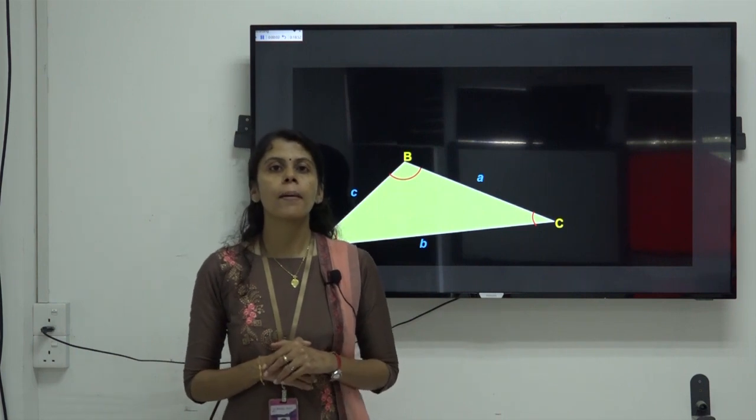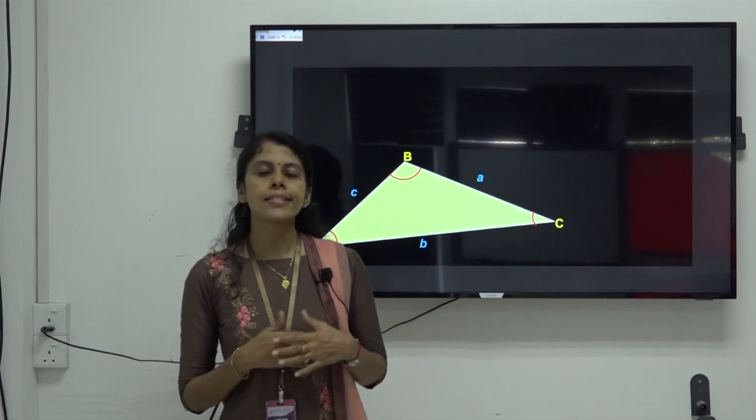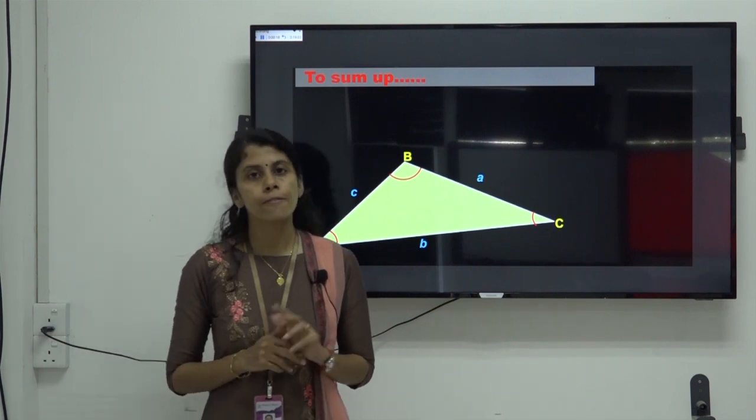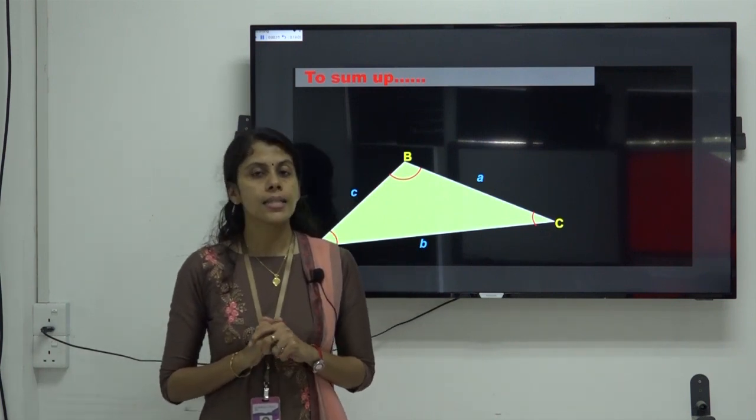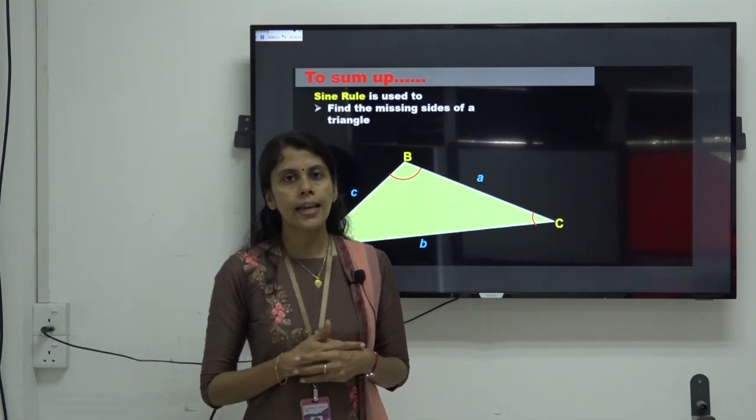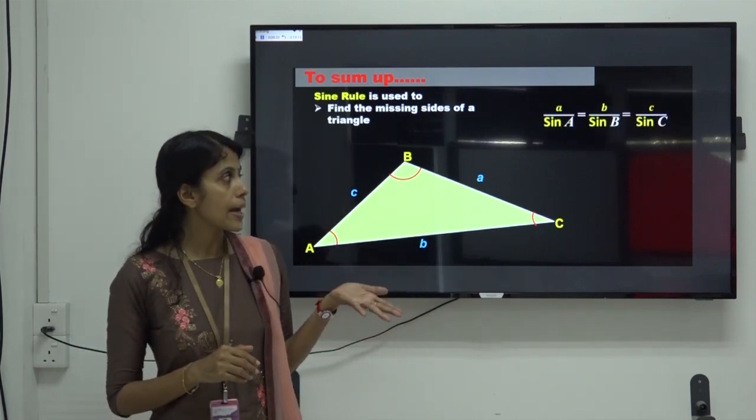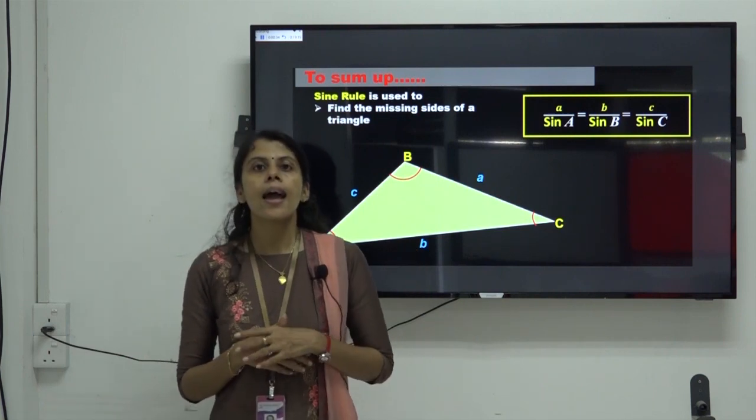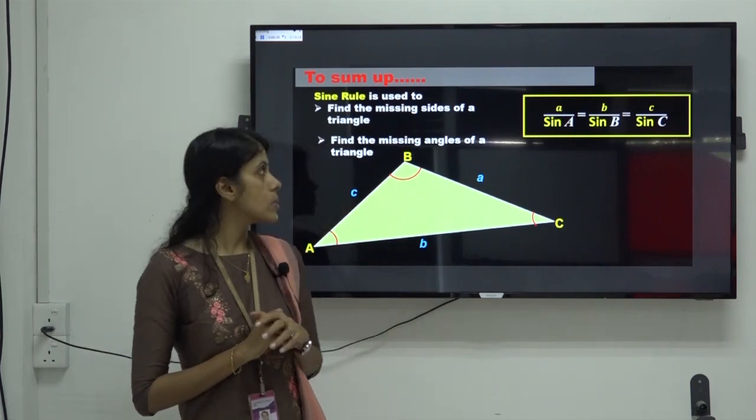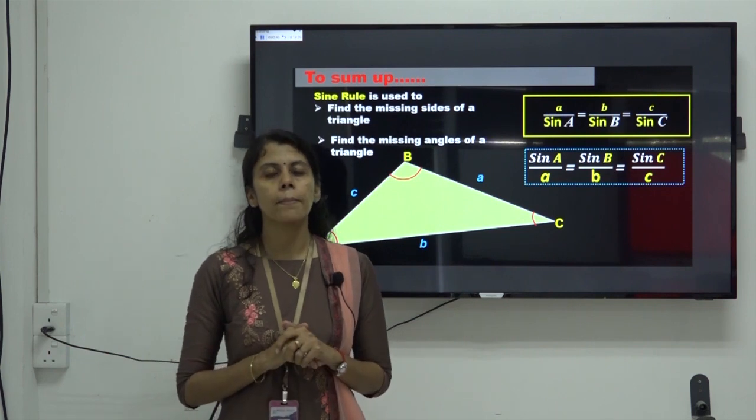With this, we have come to an end of today's class, and before we conclude, let's summarize what we have learned on sine rule. Sine rule is used for two purposes: to find the missing sides as well as to find the missing angles. To find the missing sides, it would be better if you use a by sine A equals b by sine B equals c by sine C. And when you are finding the missing angles, it would be advisable to use sine A by a equals sine B by b equals sine C by c.